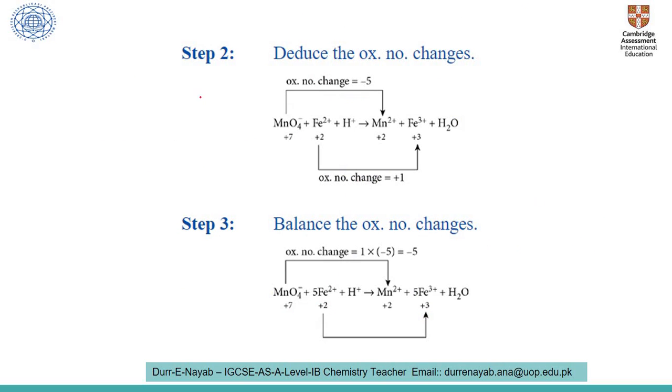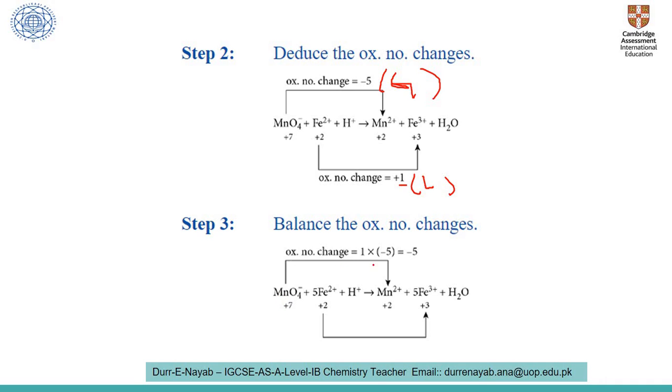Now the second step is to find the oxidation number changes. Iron changed from +2 to +3, so the oxidation number change is +1, lost. Now manganese from +7 to +2, so the change is -5. The -5 gives you an idea about the gain of electrons. Now in step 3, balance the oxidation number changes.